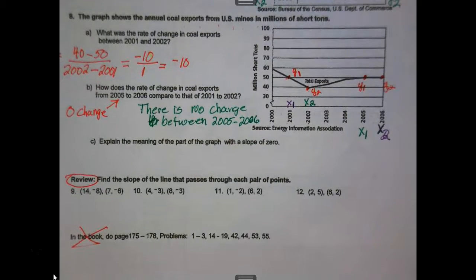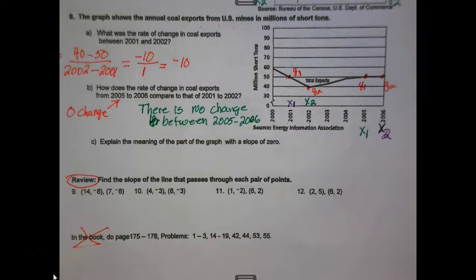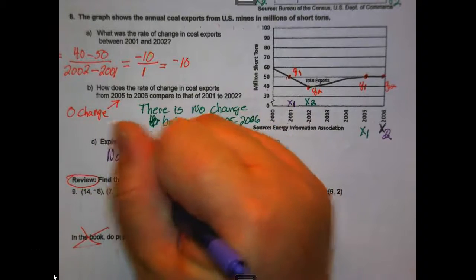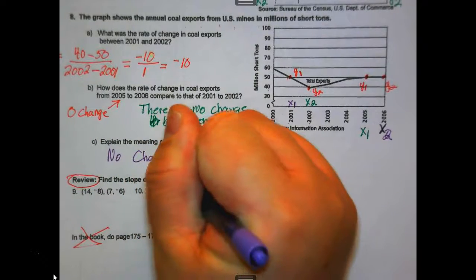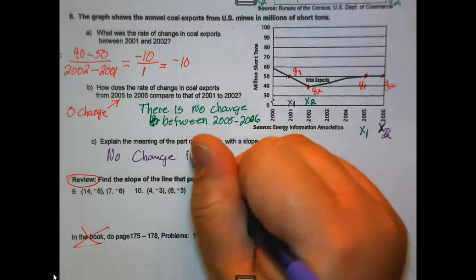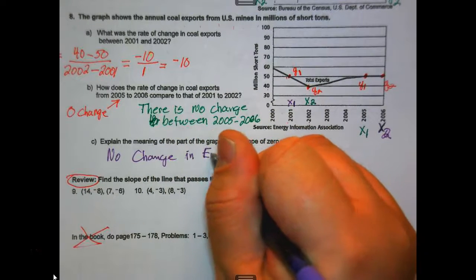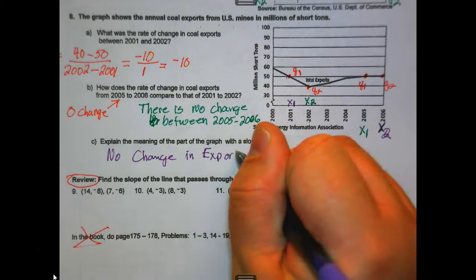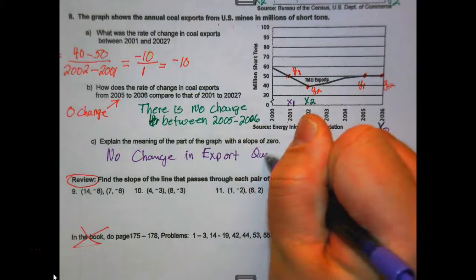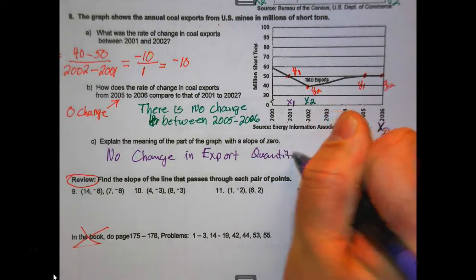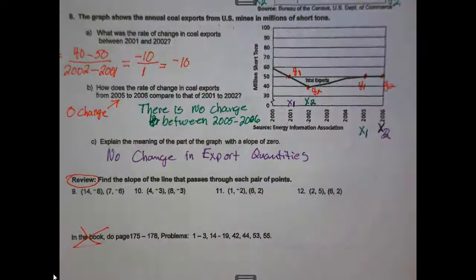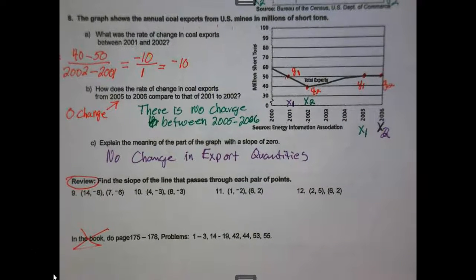And C, explain the meaning of the part of the graph with the slope of 0. There's no change in tons of exports. No change in export quantities. You put just no change, I'll take that.